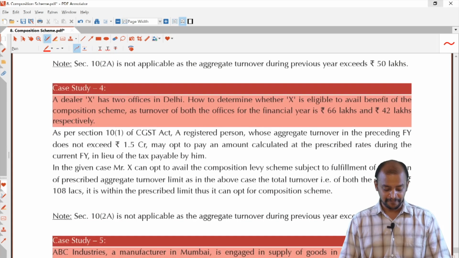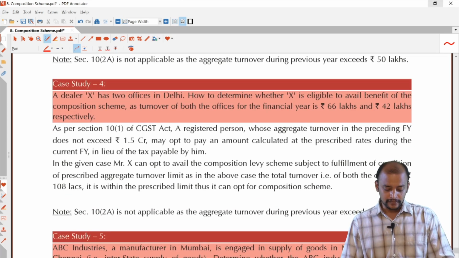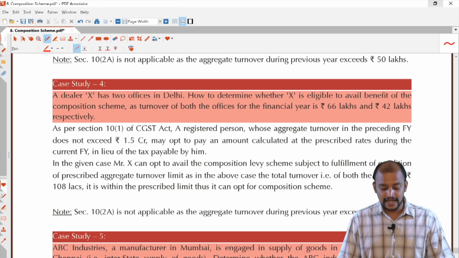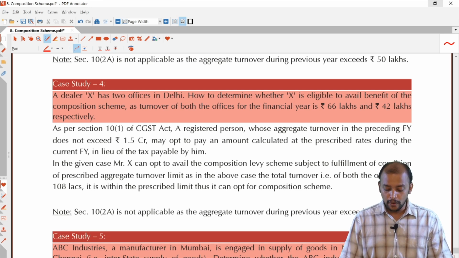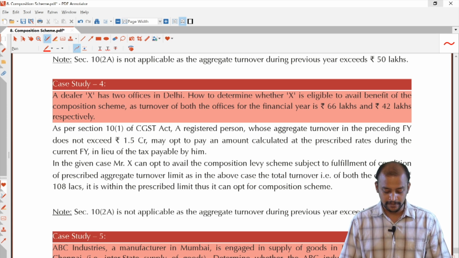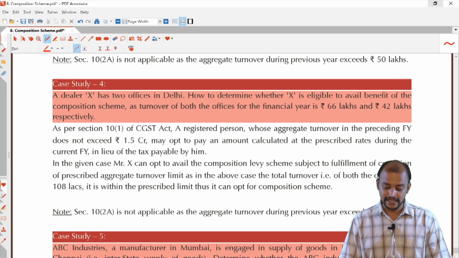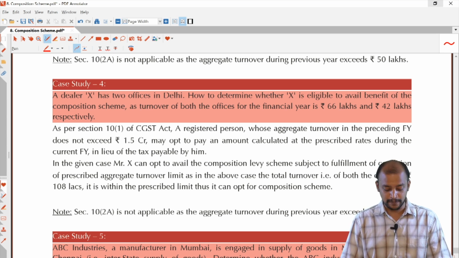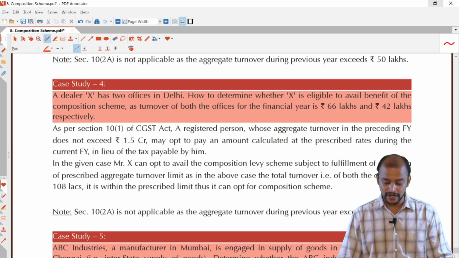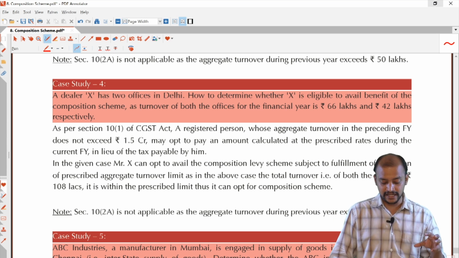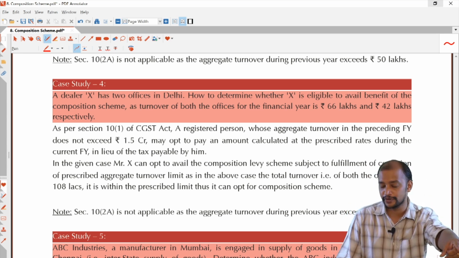Then next, case study 4. A dealer X has 2 offices in Delhi. How to determine whether X is eligible to avail the benefit of the composition scheme, as turnover of both the offices for the financial year is 66 lakhs and 42 lakhs respectively. As per Section 10 subsection 1 of the CGST Act, a registered person whose aggregate turnover in the preceding financial year does not exceed 1.5 crores can opt for the composition scheme.